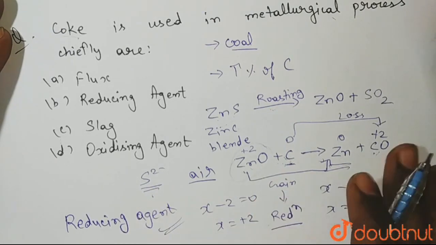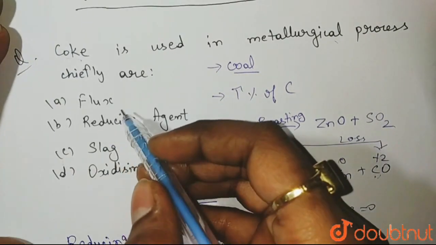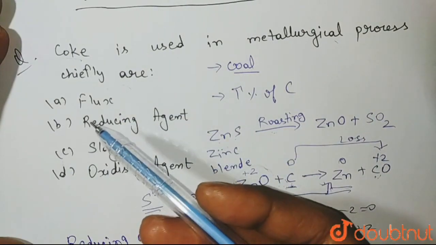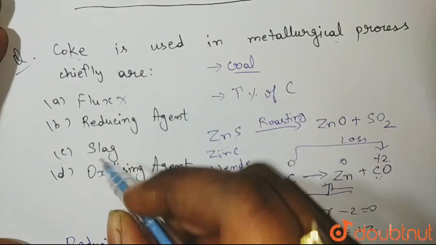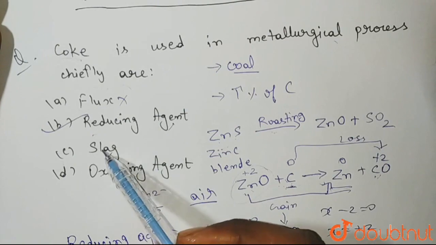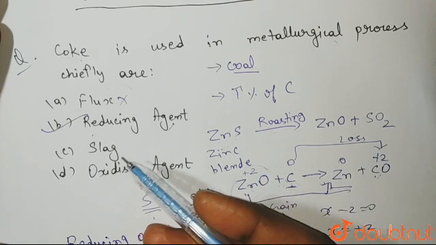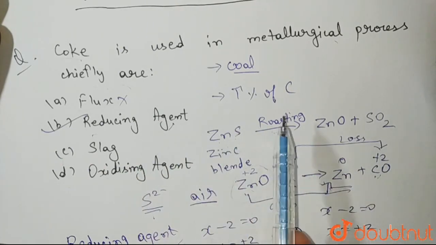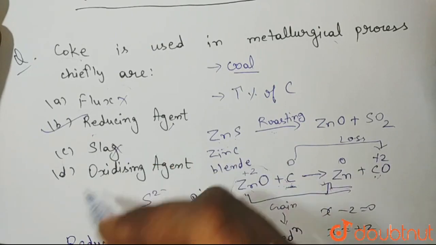Okay. So if you see the options, your first option says flux. No, flux is not the answer, because the flux is basically used in the metallurgical processes to remove the gaseous substances. So this is not the answer. Reducing agent, yes, reducing agent is the correct answer. Now slag is nothing but the waste formed at the end, or you can say it is the collection of compounds that are supposed to be removed when these metallurgical processes are being done. So no, coke is not acting as a slag. So this is also not the answer.